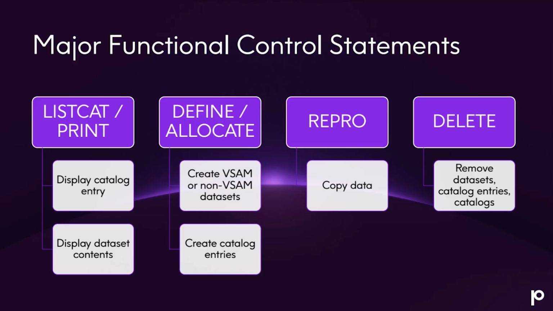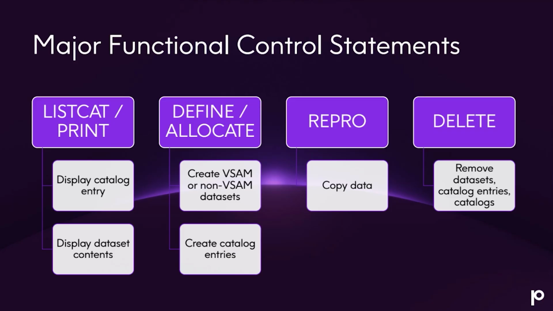We can define a non-VSAM catalog entry without actually creating a data set. We can define alternate indexes over VSAM data sets. We can define path entries, many things we can define. So define or allocate will create either a data set or just a catalog entry, depending on what it is you're defining.